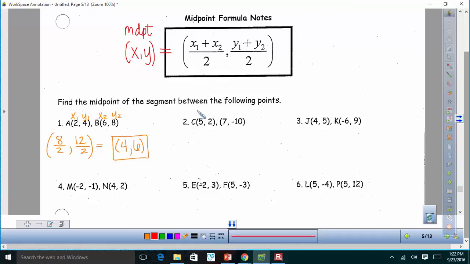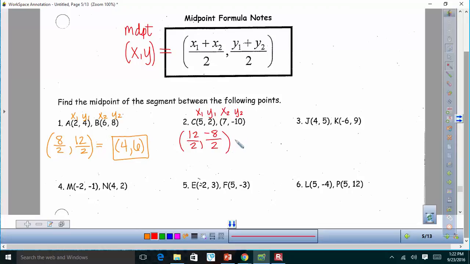Okay? All right, let's try another one of those. So number 2, I'm going to go ahead and label x1, y1, x2, y2. I'm going to draw my parentheses, my division bar with 2, comma, division bar, 2, close my parentheses. So on top of the first one, it's going to be 5 plus 7. What is 5 plus 7? 12. Okay, and then the second one's going to be 2 plus a negative 10.